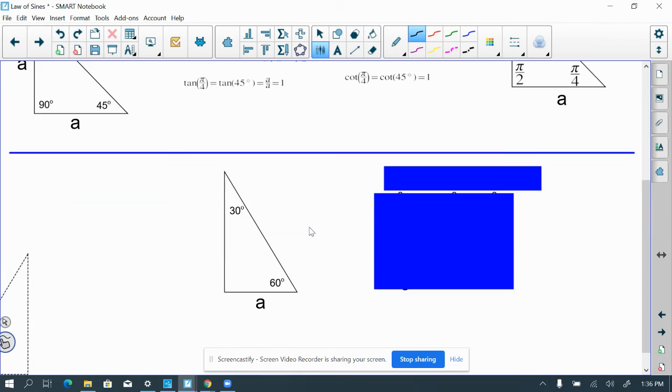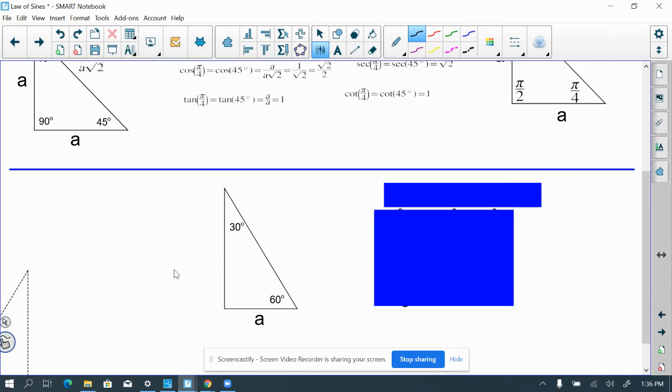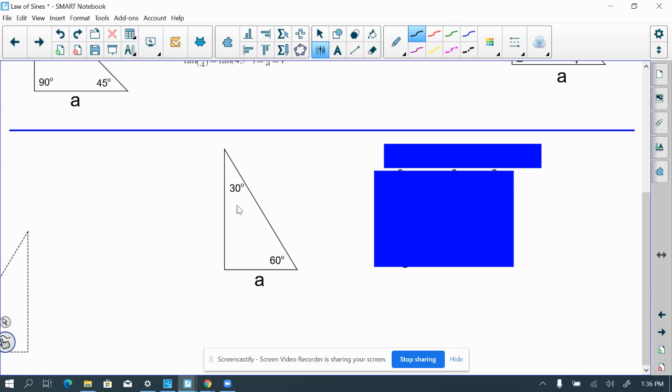What about 30, 60, 90? Well, I drew a triangle, 30, 60, 90. I have no idea what these sides are. No idea. So I'll just call this one A. Why not? Now what am I going to do? Unlike 45, 45, 90, where I could find 2 legs pretty quickly, that's not the case here. So what am I going to do?